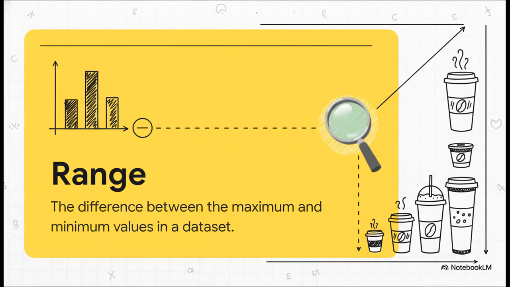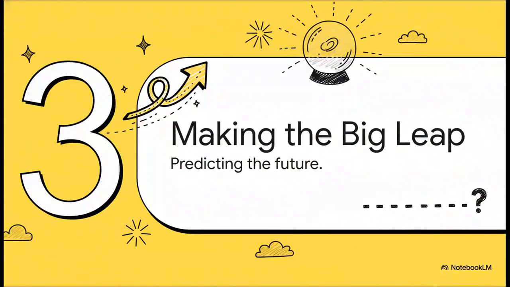Right away, that gives you an idea of just how varied your customers' spending habits are. Okay, so describing our first week is great. We have the facts of the case, right? But to answer our big question, the one about the bestseller forever, we have to do something much harder. We have to make that big leap from describing the past to predicting the future. This is so important because it's easy to see 1 week's data and assume it's the absolute truth forever.